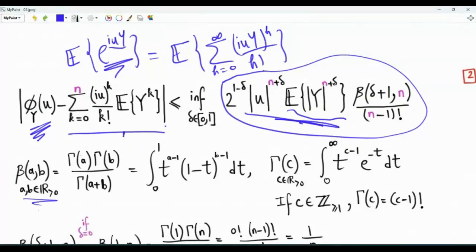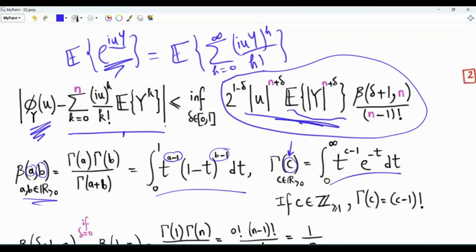beta of a comma b, where these are strictly positive real numbers, is given by this integral here, integral from 0 to 1, t to the a minus 1, 1 minus t to the power b minus 1. So if we have a parameter here, it appears here minus 1, and this second parameter, it is b minus 1. And in terms of the gamma function, beta of a comma b is gamma of a times gamma of b divided by gamma of a plus b. The gamma function, if its input is a strictly positive real number, can be written as this integral from 0 to infinity of t to the power c minus 1 e to the minus t dt.